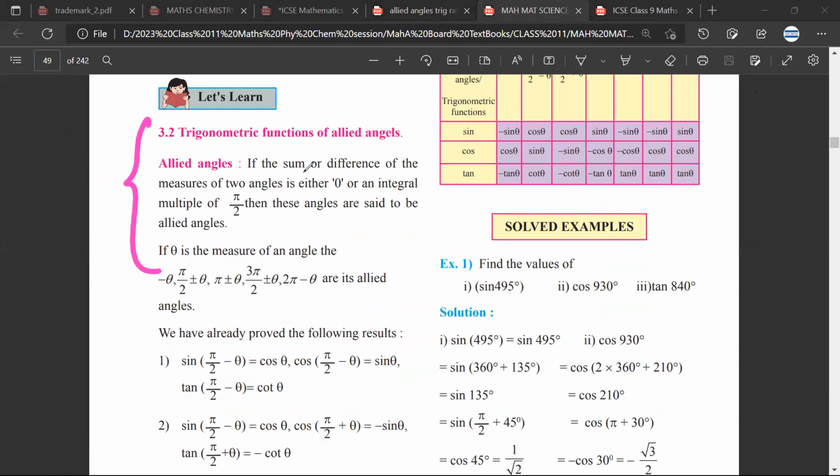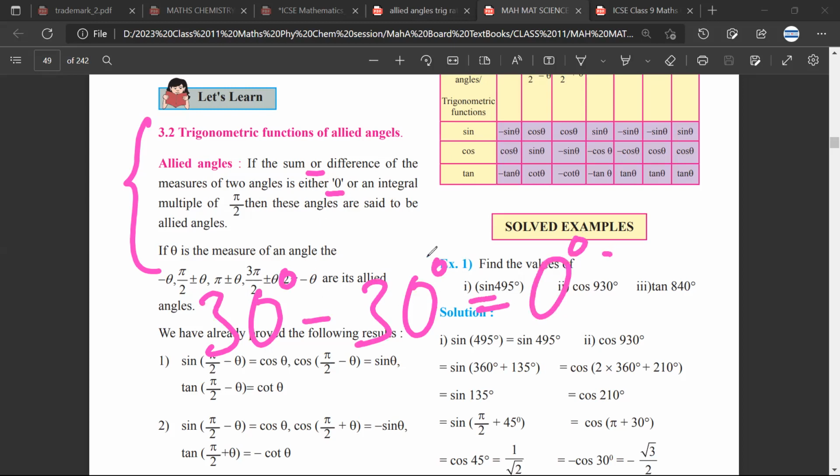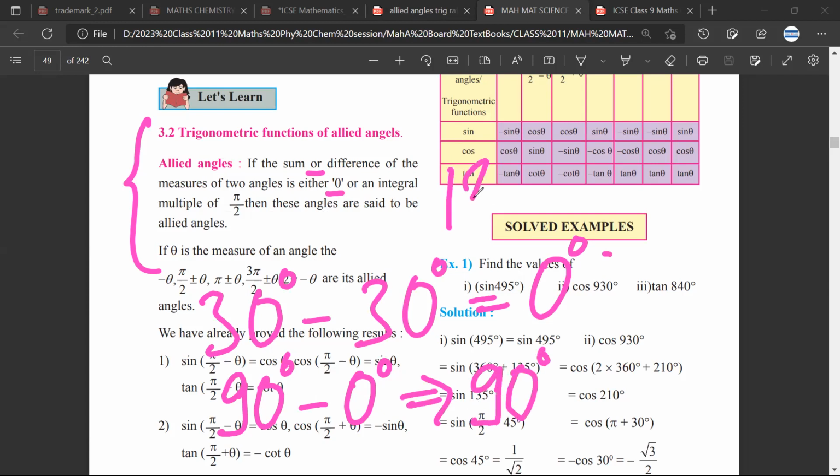If the sum or difference of the measures of two angles is either zero... So, for example, I have a 30 degree angle, and the other angle that I have is also 30 degree. The difference of these two angles is 0 degree. I have 90 degree, and the other angle is 0 degree. 90 degree minus 0 degree is 90 degree. One angle is 180 degree, other angle is 0 degree. 180 degree minus 0 degree is 180 degree.